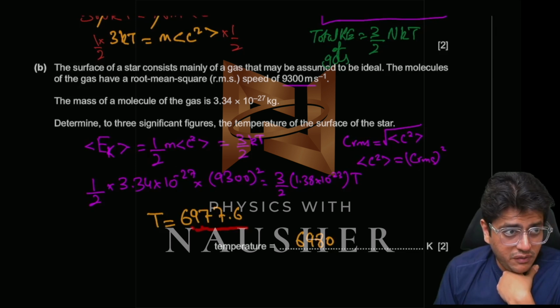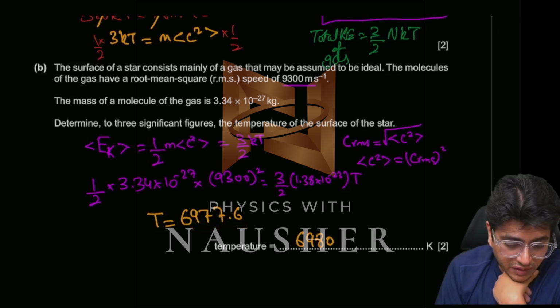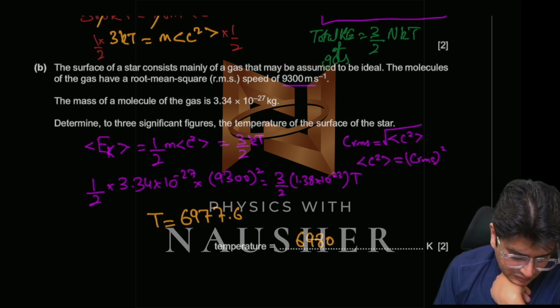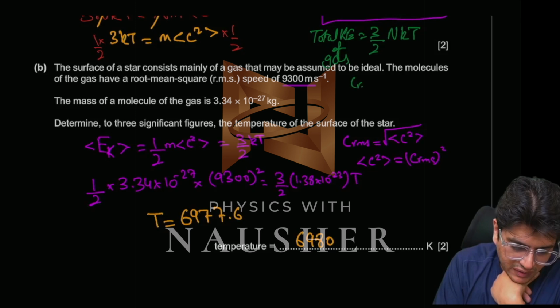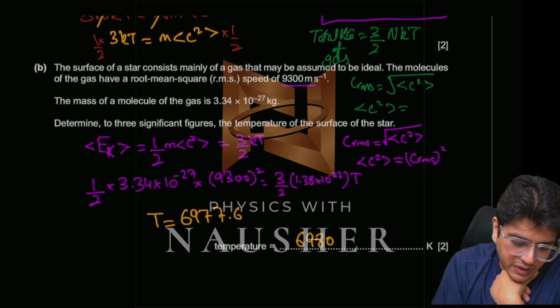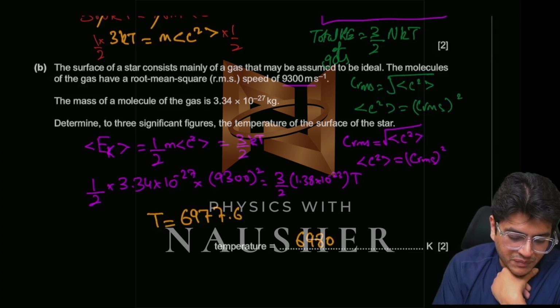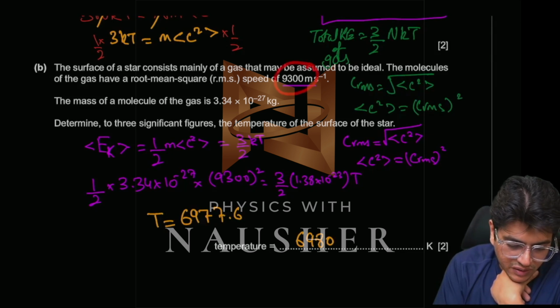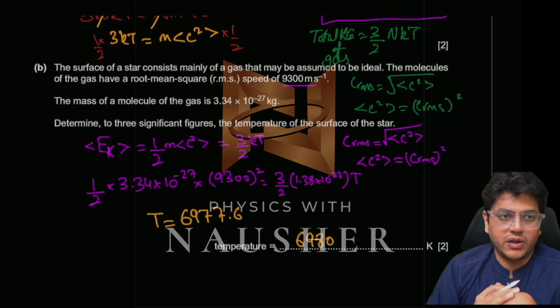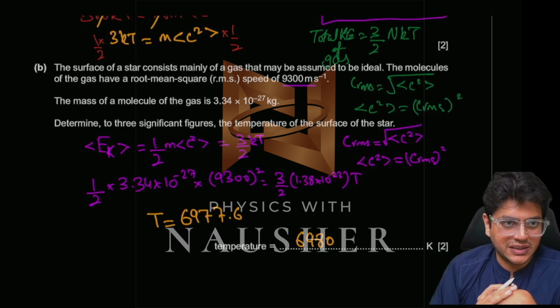And one thing that I have to mention over here, that they've given you the RMS speed. Now remember that RMS speed is the square root of your mean square speed. So what is your mean square speed equal to? It's basically c RMS whole square. So 9300 is this one. So your mean square speed will be 9300 whole square. Got it? I hope that makes sense.